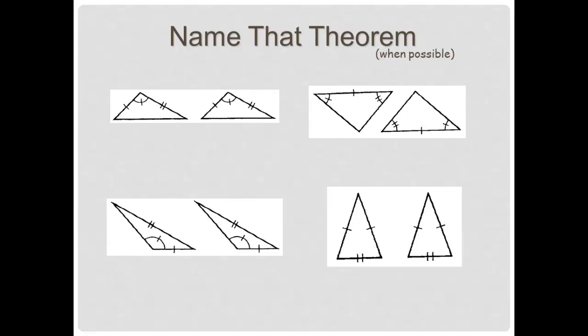For the first one, I notice that a side, then an angle, and then a side is marked. It's true for both triangles. So is side angle side a theorem I can use? Yes. The second set has an angle, then a side, then an angle marked in both triangles. Is angle side angle one of my choices?